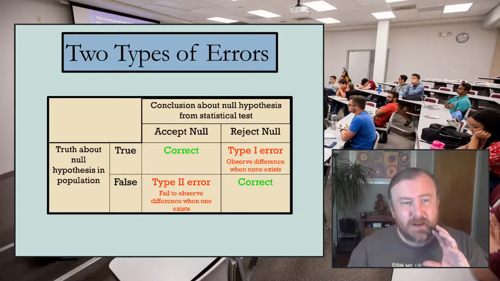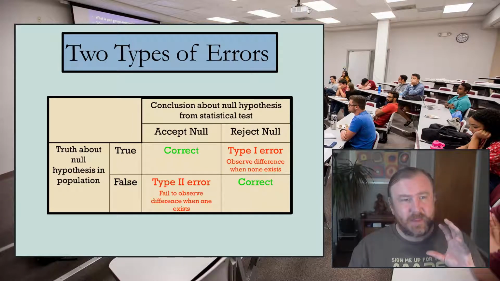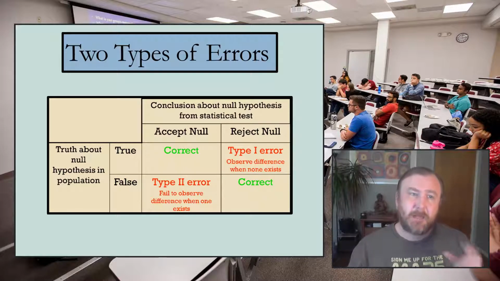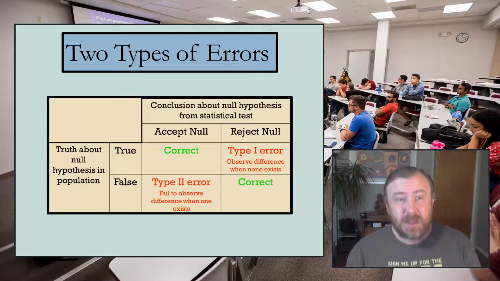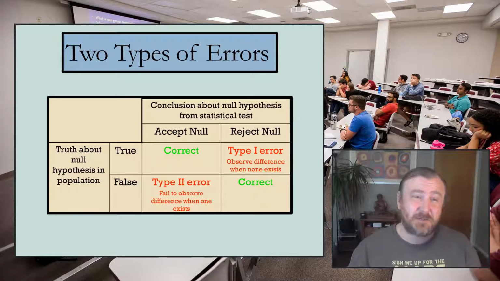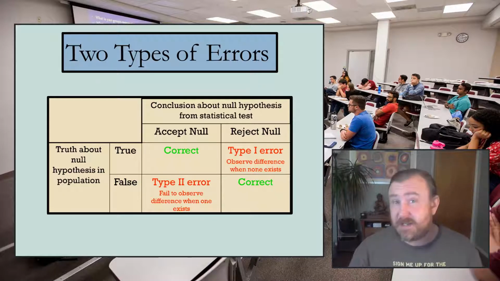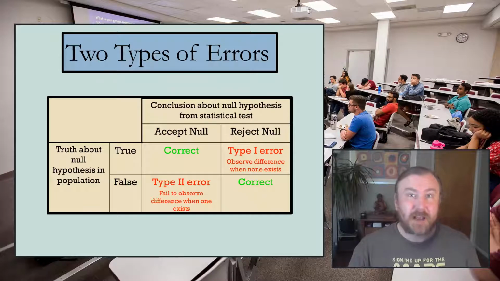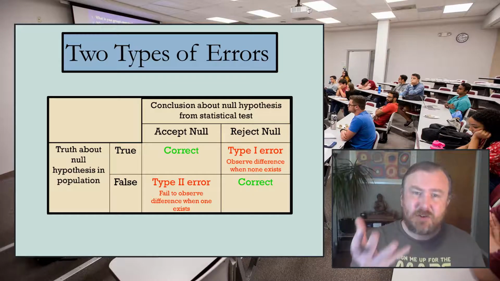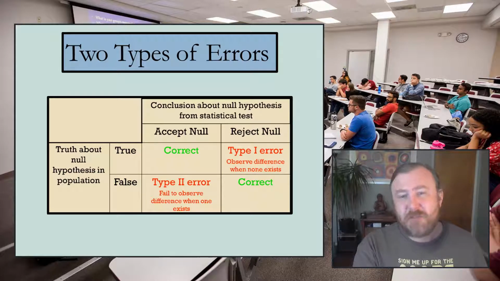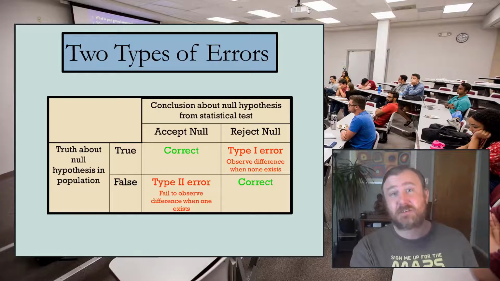Sometimes we'll get a false positive, and our statistical test will say, hey, there's a significant difference between the people in your treatment and the people who didn't get your treatment, when in fact there isn't. It's a false positive. You're saying that there's enough criterion to reject the null hypothesis, when in fact the null hypothesis is true.